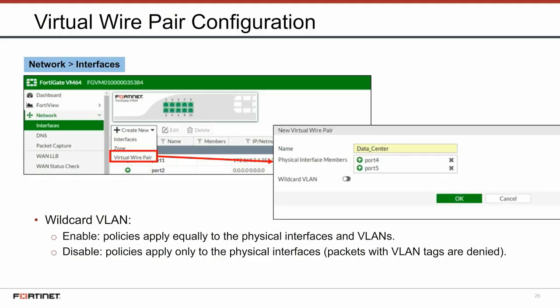When you create a virtual wire pair, you must select 2 physical interfaces, no more, no less. After selecting the 2 interfaces, you create the virtual wire pair policies that inspect the traffic crossing the virtual wire pair. The wildcard VLAN setting specifies how those policies are applied to the different VLANs whose traffic flows between the pair. If wildcard VLAN is enabled, the virtual wire pair policies are applied equally to the physical interfaces and VLANs. If wildcard VLAN is disabled, the virtual wire pair policies are applied only to the physical interfaces. Traffic with any VLAN tag is denied.